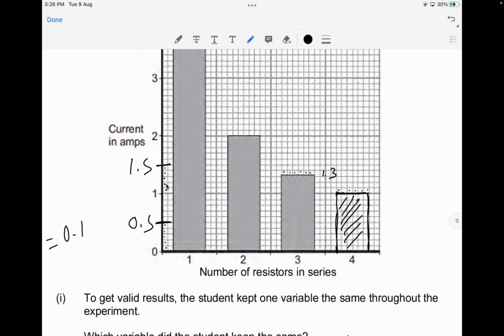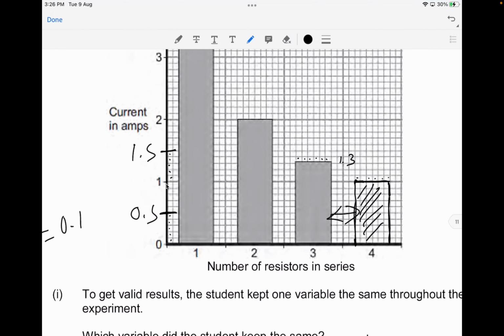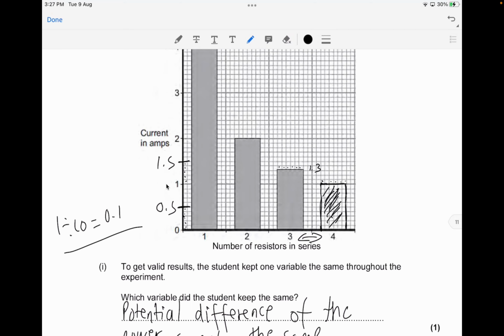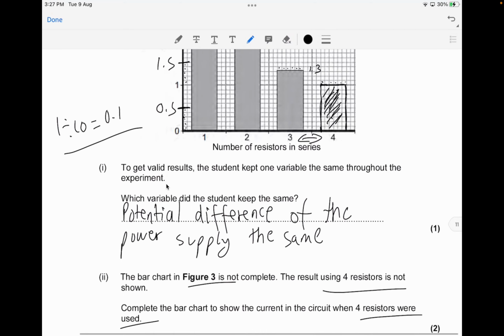So I've drawn a bar roughly with the same width and spacing as the other bars. The bars are about 6 squares wide, so I've kept 6 squares there, and I've drawn it up to about 1 amp. I've also shaded it to show that this is the bar chart drawn for 4 resistors. I've divided 1 by 10 in order to find out how much each square is worth. So that's one way of doing this type of question.